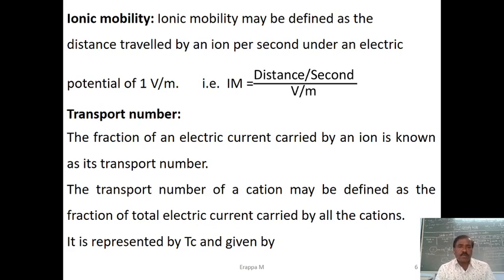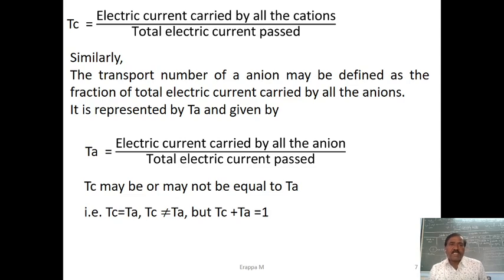Then we will go for what we mean by transport number. The fraction of electric current carried by an ion is known as its transport number. We will divide this into the transport number of cation and the transport number of anion. The transport number of cation may be defined as the fraction of total current carried by all the cations. It is represented by Tc and is given by Tc equal to electric current carried by all the cations divided by total electric current passed.